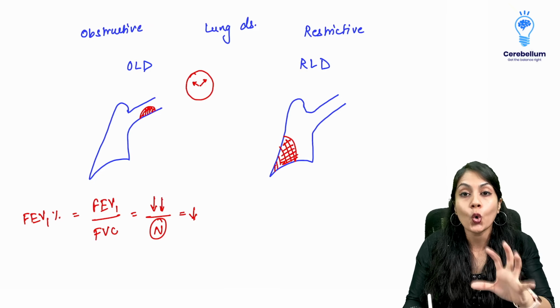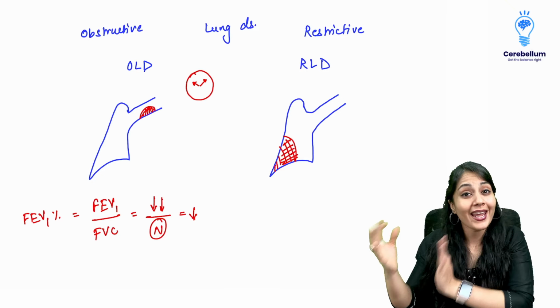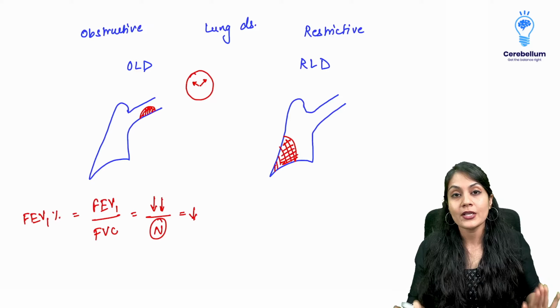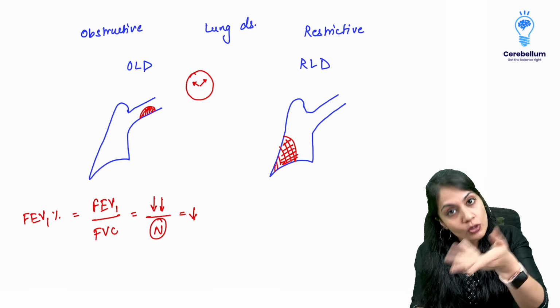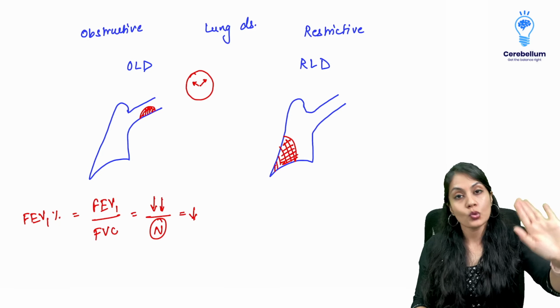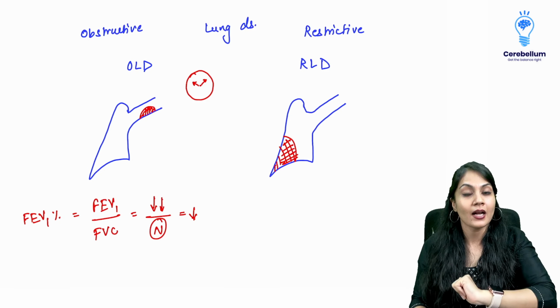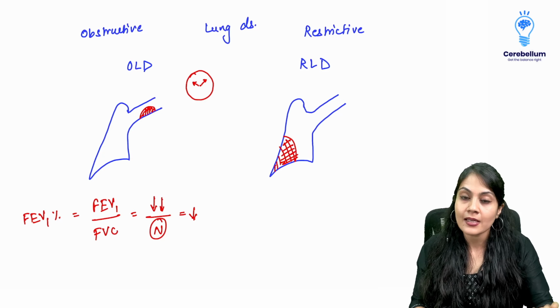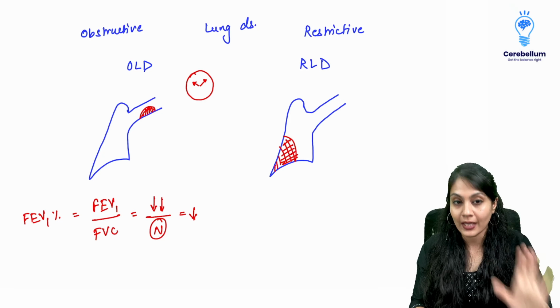Please remember, in the OLD, everything decreases. In old age, everything decreases. So please remember, in the OLD, the FEV1 also decreases and the FEV1 percentage also decreases. Who is the culprit? The FEV1 itself is the culprit. Since the numerator is decreasing, the percentage is going to decrease.